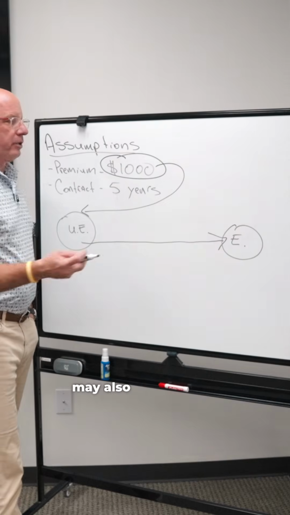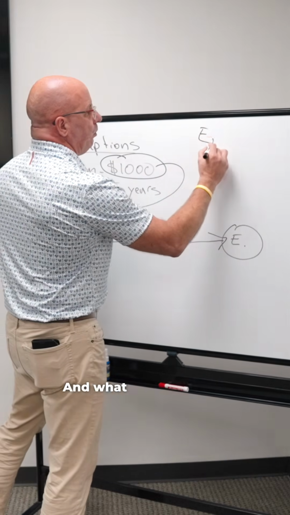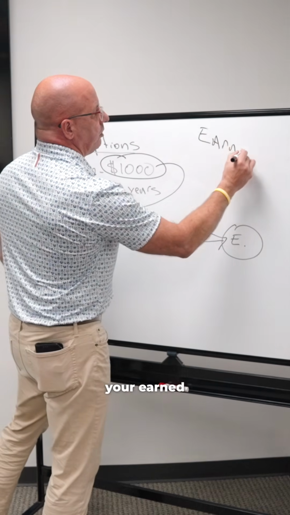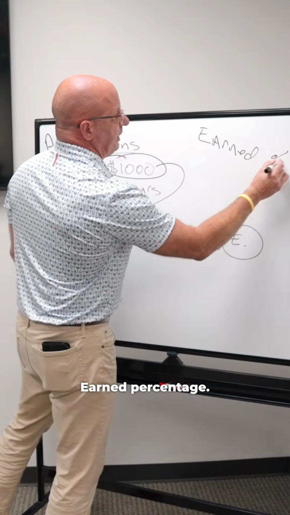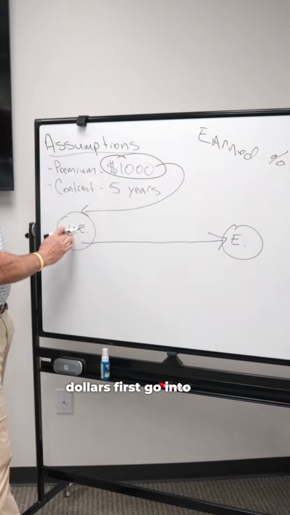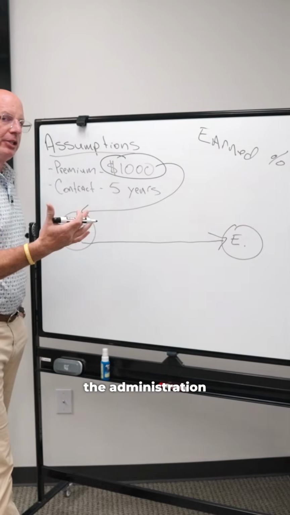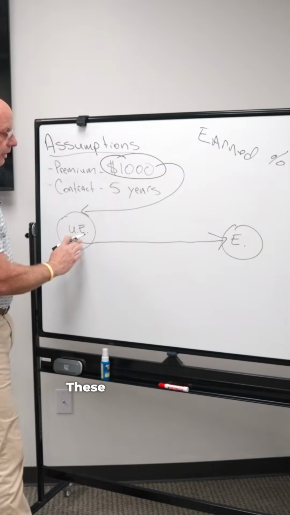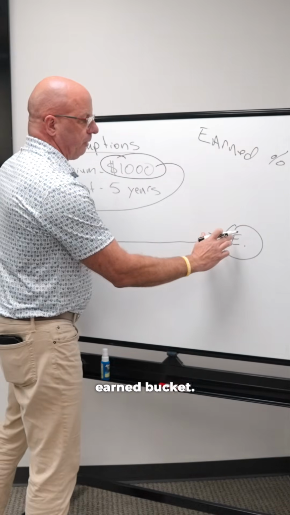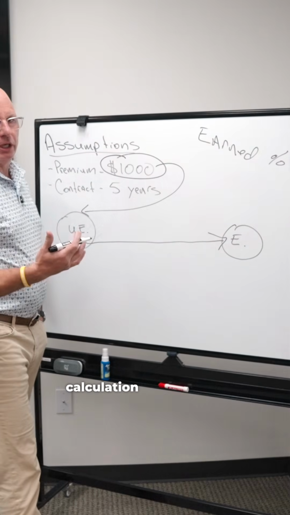There's a term that you may also hear that we often discuss in a session statement review, and that is what your earned percentage is. Earned percentage, okay? So again, these $1,000 first go into your unearned bucket. Over the course of 5 years, depending on the administration company structure, these monies are going to move over to your earned bucket. When they're in your earned bucket, that is where your loss ratio calculation comes from.